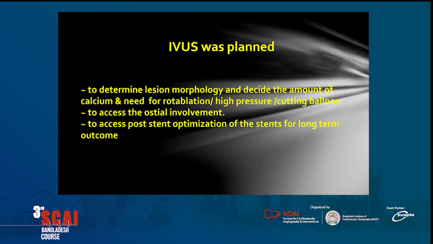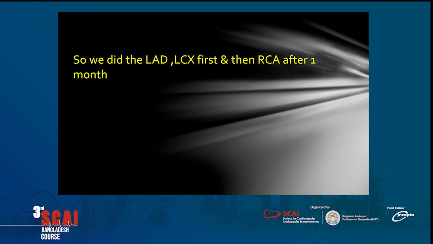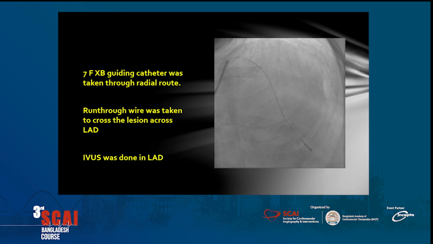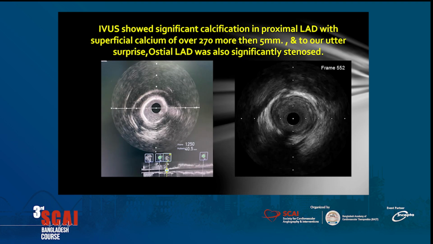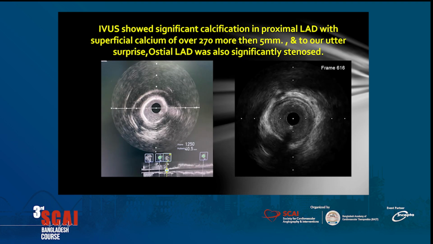IVUS was planned to determine morphology and decide the amount of calcium, to assess ostial involvement, and to assess post-stent optimization of the stents for long-term outcome, MSA. So we did LAD, LCX first, then RCA after 1 month, because creatinine was high, 1.5. So XB guiding taken, IVUS done, and this was his IVUS.